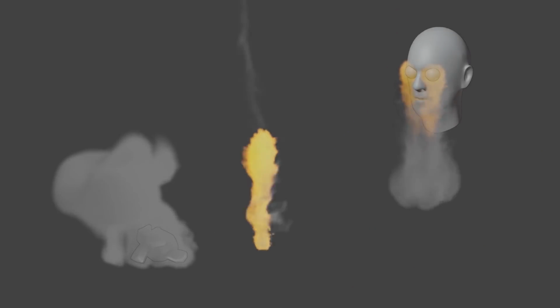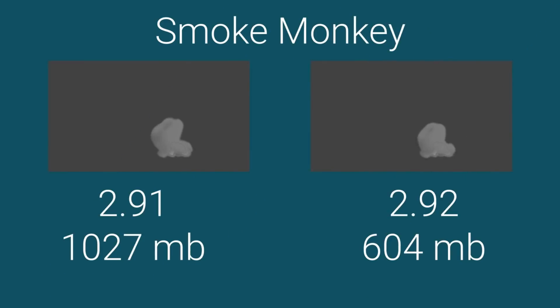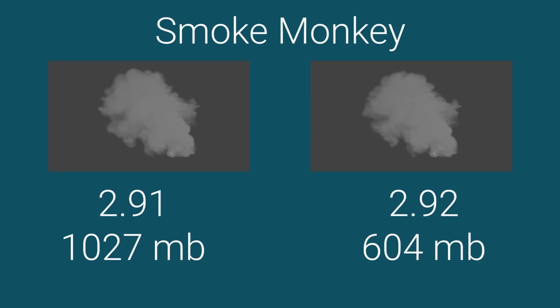I took these 3 different simulations and baked each of them in 2.91 and 2.92 respectively. Looking at the file sizes, we can see that they are definitely improved with this new sparse caching method. In this purely smoke monkey simulation, the size was almost halved in Blender 2.92.